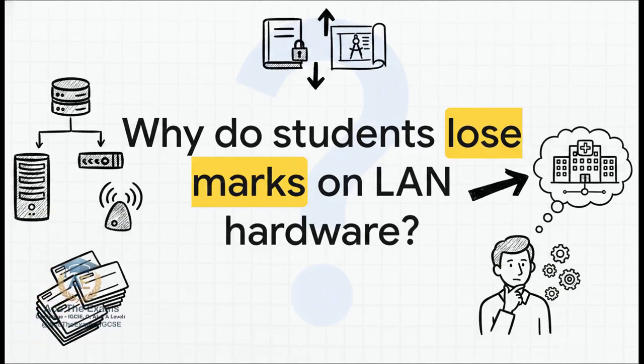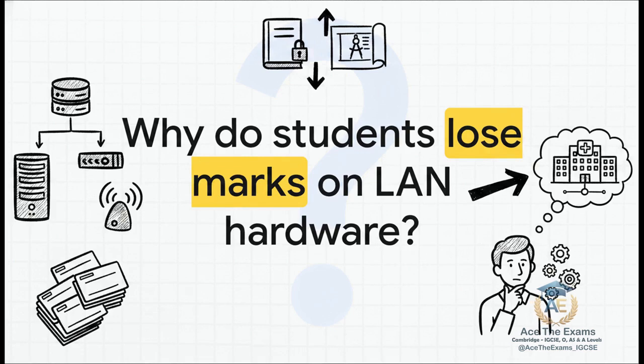But here is the secret. Cambridge examiners are not looking for a human dictionary. They're looking for network architects. When Alex writes something like, "a switch connects devices," Alex gets exactly 1 mark and then hits a brick wall. Why? Because it completely lacks context.